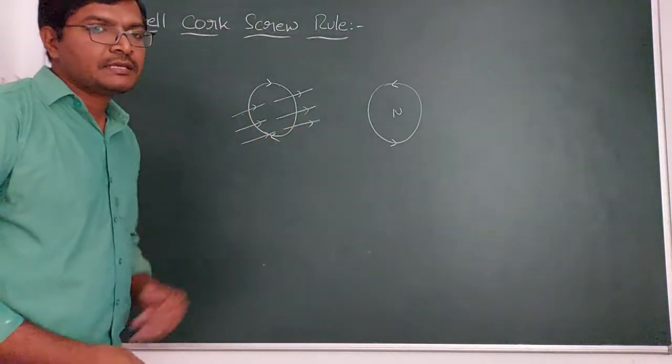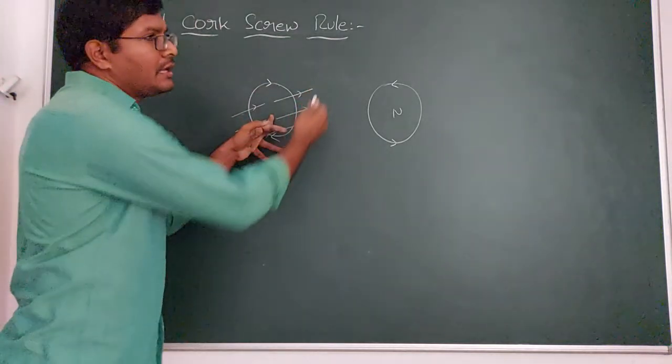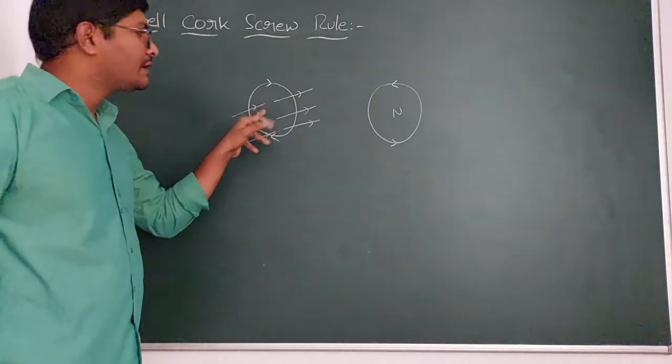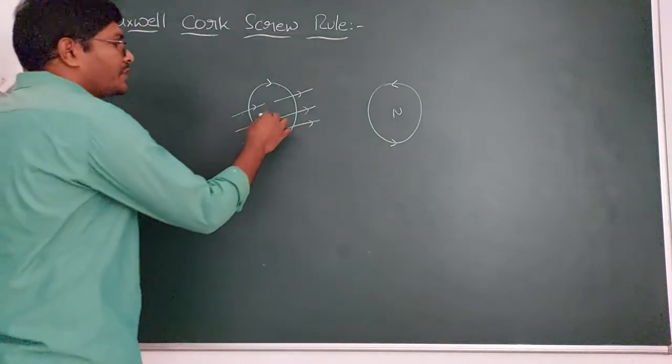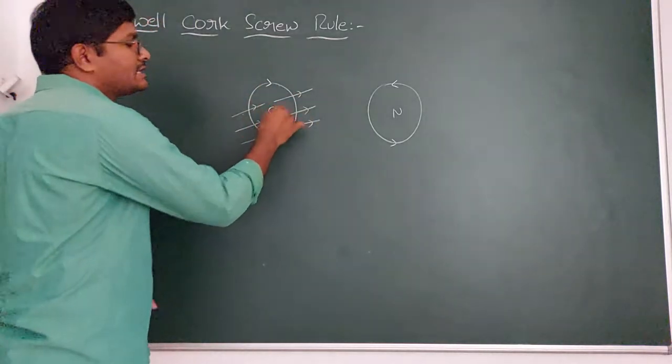So as it is moving into the board, the face of the coil appears as the south pole, and on the other side it is the north pole. Within the magnet, magnetic lines move from south to north. So this face appears as south pole, and outside, the north pole, south to north; this appears as south.